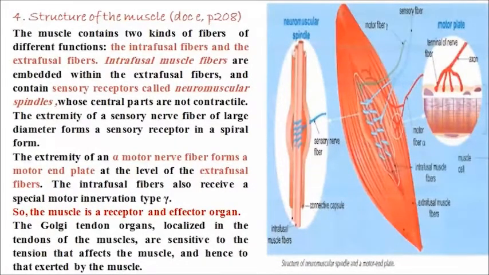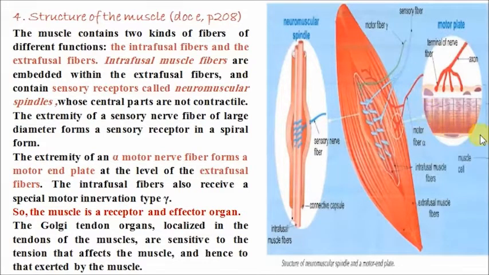Now, you understand what is meant by the muscle is a receptor and an effector organ at the same time. The receptor is the neuromuscular spindle, which is located, as I would repeat quickly, in the intrafusal muscle fiber. The neuromuscular spindle is located here, which is surrounded by sensory extremity forming the receptor. At the same time, we have the extrafusal fibers, which have a motor innervation reaching it, an alpha motor fiber.